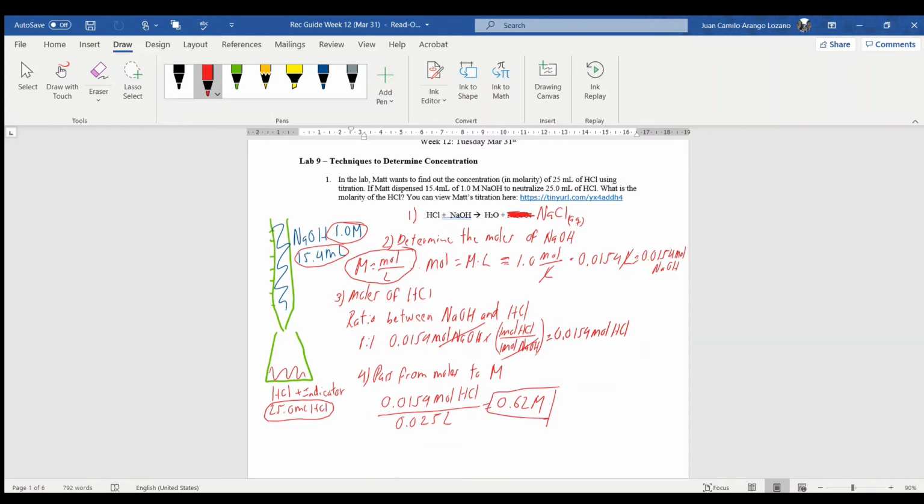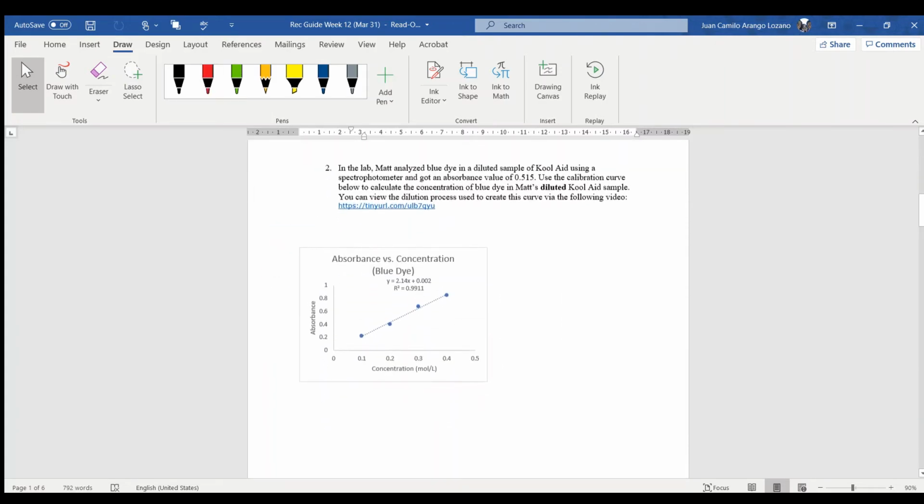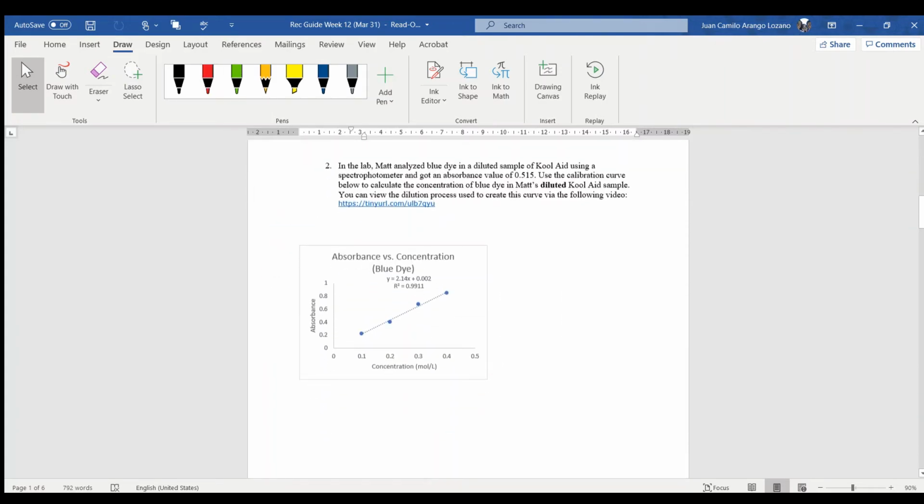Now, moving forward, the second exercise is telling me that Matt analyzed a blue dye in a diluted sample of Kool-Aid using a spectrophotometer and got an absorbance value of 0.515. And they are asking me to use my calibration curve below to calculate the concentration of that blue dye. And you can also take a look at the video in this link over here. So let me just underline that. Perfect. And now let's start.